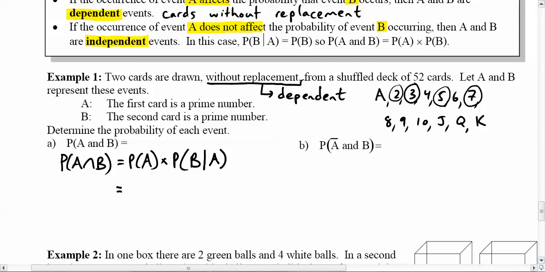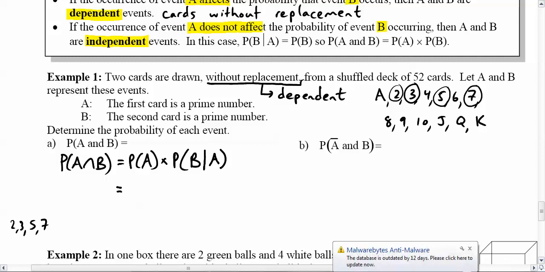So let's see, I've got the numbers 2, 3, 5, and 7. So I've got 4 different numbers. And then I have 4 suits. So altogether I've got 16 prime cards in the whole deck.